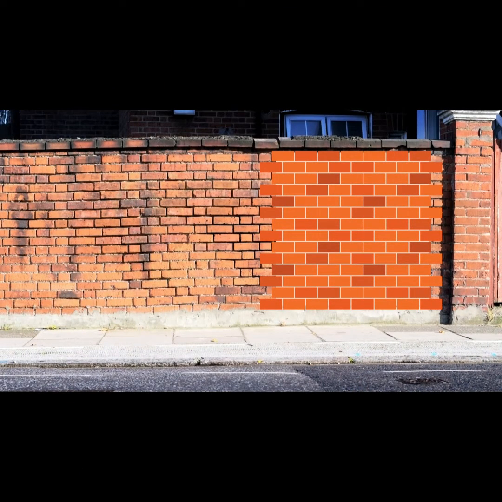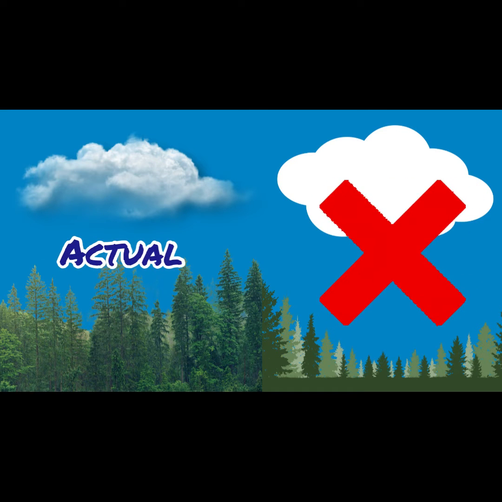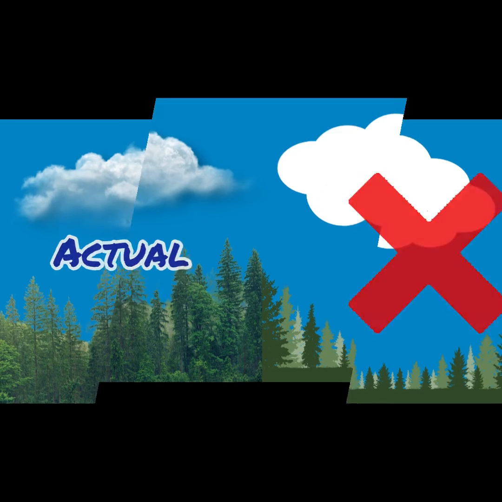In this example, can you tell me which one is the implied texture? Of course, the one on the right is the implied texture. Now let's try and find the actual texture. Which side of the screen has the actual texture? If you guessed the left side, you'd be correct. This is an example of actual texture.